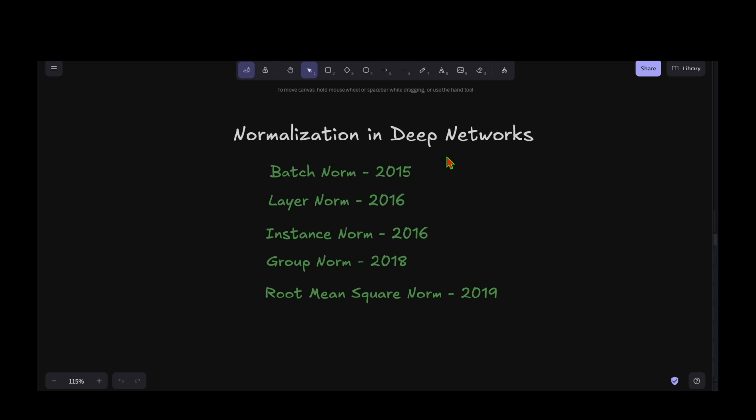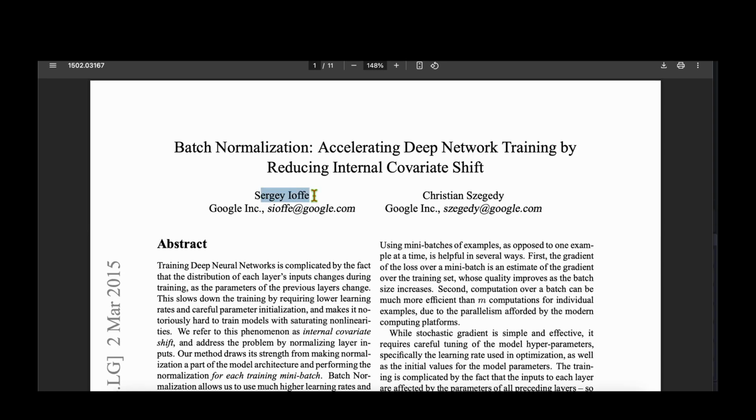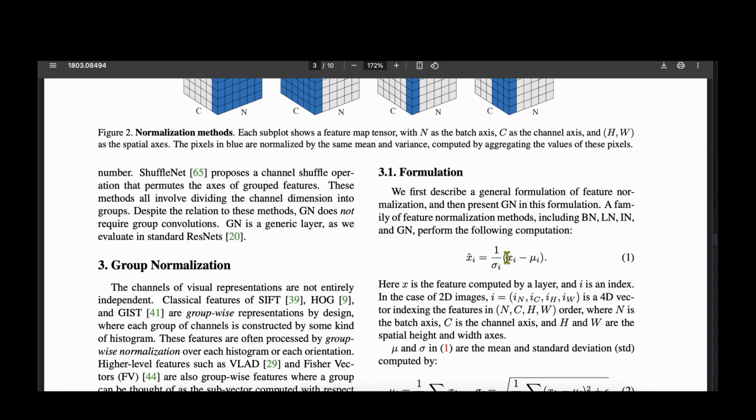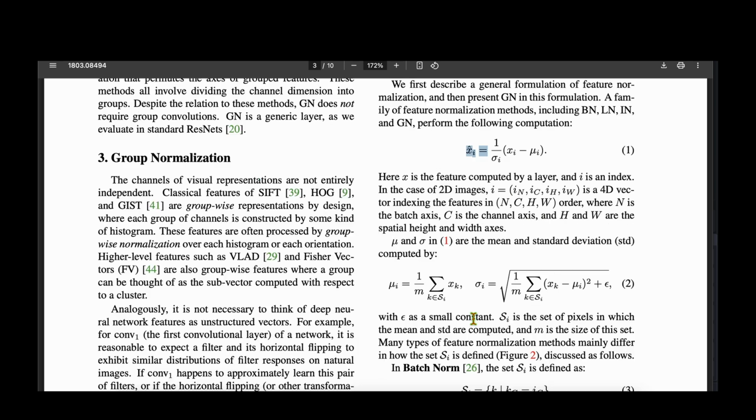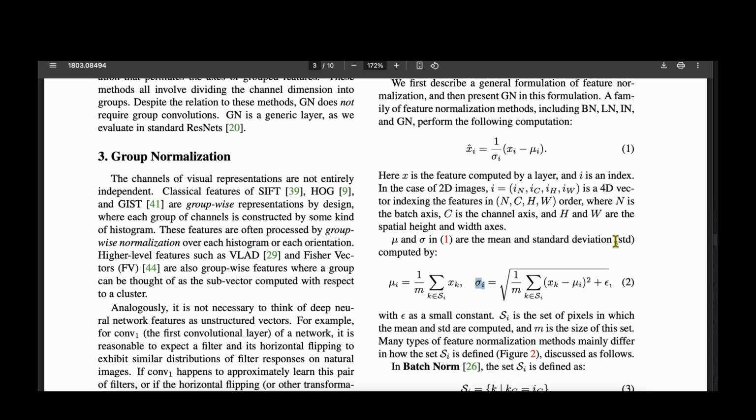The story of normalization in deep networks dates back a decade actually. It all started with batch normalization that was introduced in 2015 by Sergey Ioffe and Christian Szegedy. The paper title was Batch Normalization: Accelerating Deep Network Training by Reducing Internal Covariate Shift. The idea is that if you have the input features x_i, then you can compute a mean over it, and then you can also compute a standard deviation of it, and you can subtract the mean from the input. You can also divide by the standard deviation, which is the standard normalization approach.